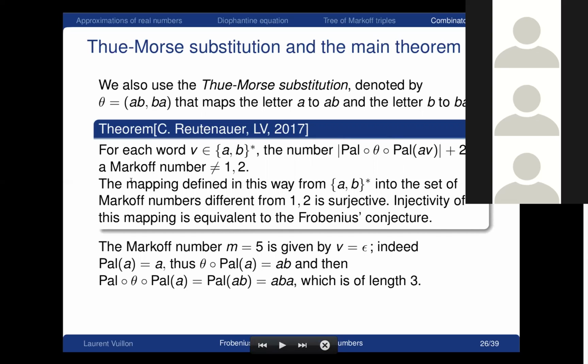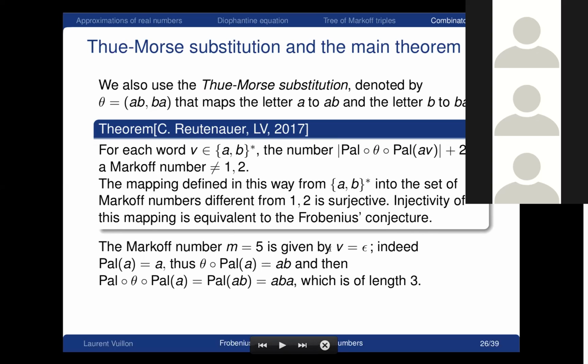And what is really nice, the mapping is from AB star to the set of Markov numbers. And the mapping is surjective, except for the values 1 and 2. And if you are able to prove the injectivity of this mapping, then you have the Frobenius conjecture. It means that for this word, you take the length, and you just have to prove that each word has distinct lengths, two by two.